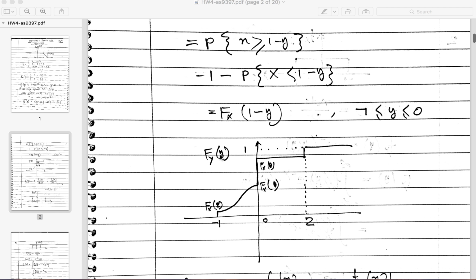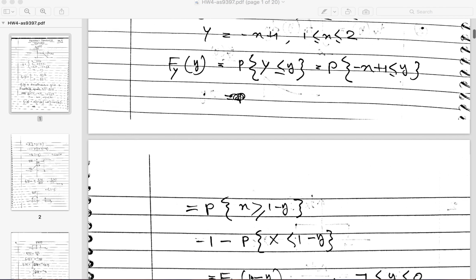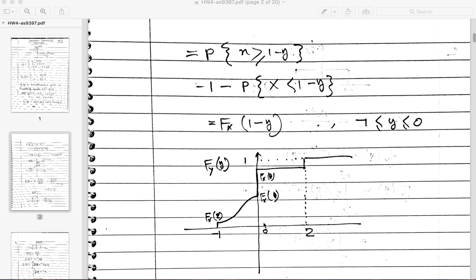Now we draw the graph of Fy of y. We see that Fy at minus 1 is 0. At minus 1, the value of Fy is Fx of 2, as we put the value of 1 here. So this is a discontinuous point for Fy. Now Fy goes like this because it satisfies this Fx formula, because for this range it has the distribution function minus x plus 1. When y equals 0, at this point the value is Fx of 1, and at this point the value is Fx of 0. This is the discontinuous point for Fy of y.